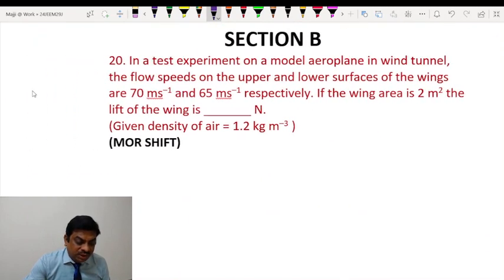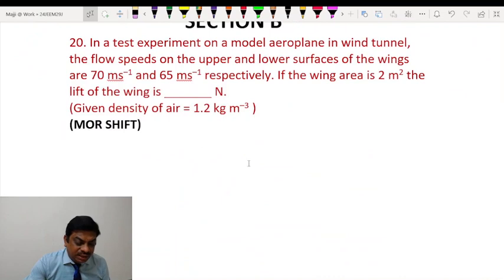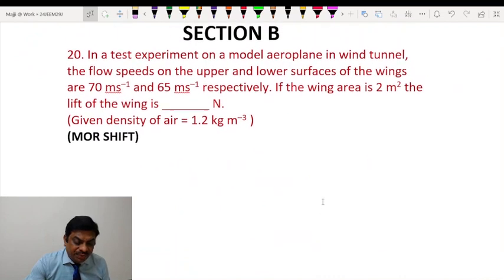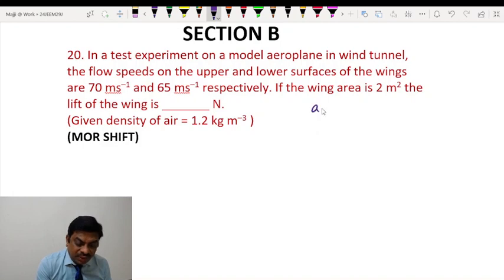Then moving on to section B. In a test experiment on a model aeroplane in a wind tunnel, the flow speeds on the upper and lower surfaces of the wings are 70 meters per second and 65 meters per second respectively. If the wing area is 2 meters square, the lift of the wing is? This kind of lift is known as aerodynamic lift.